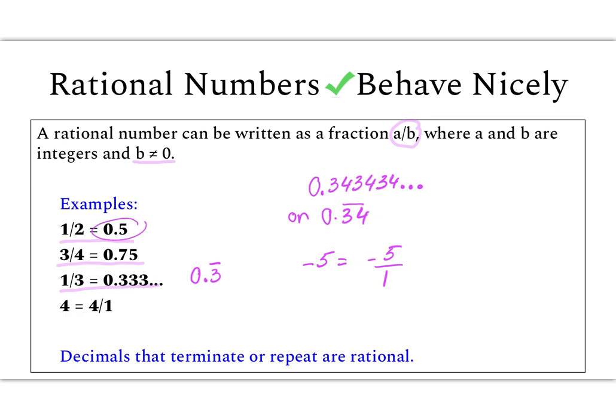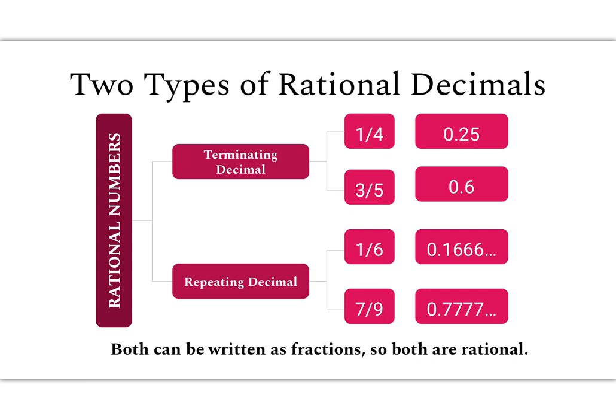or it will repeat in a pattern way, like over here, 0.333 or 0.343434. All right, let's go a little bit deeper and see what rational decimals actually look like. There are two types, as we discussed before, of rational decimals: terminating or repeating.